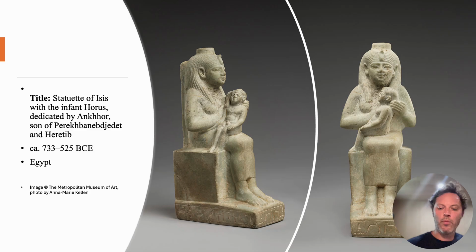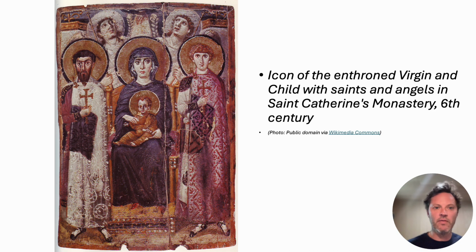More importantly, though, we can trace it through the medieval era. In analyzing the images of the Madonna and Child throughout medieval European history, we can trace some of the cultural, religious, social, technical, and stylistic trends over time. Here we have an early medieval Byzantine painting on a wood panel from the 6th century. This was housed in a monastery in Egypt. This is the icon of the enthroned Virgin and Child with saints and angels in St. Catherine's Monastery. We'll come back to this image a little bit later for comparison purposes.